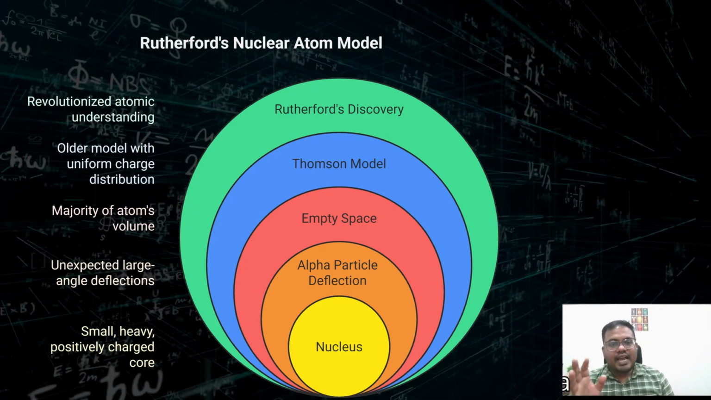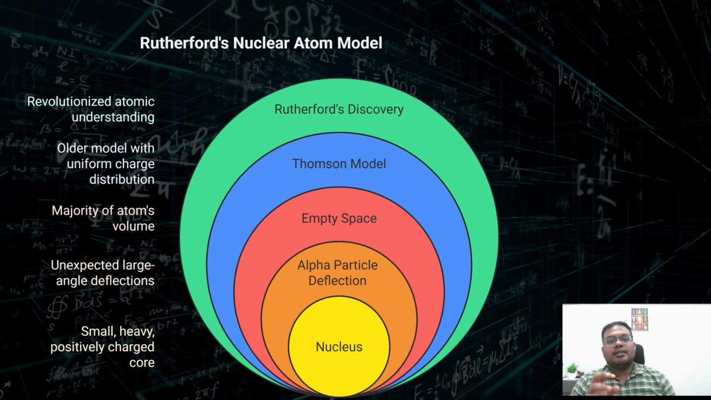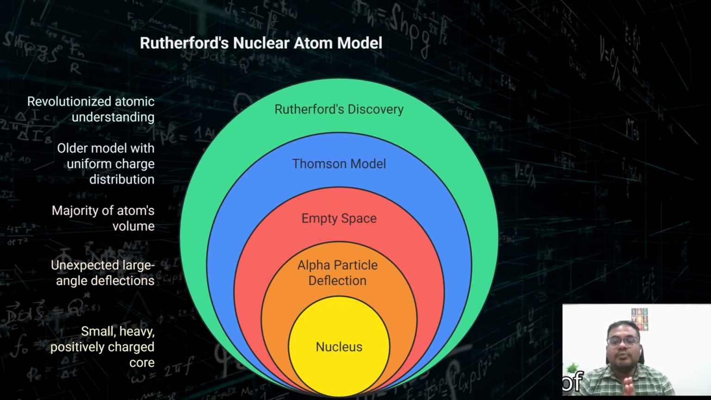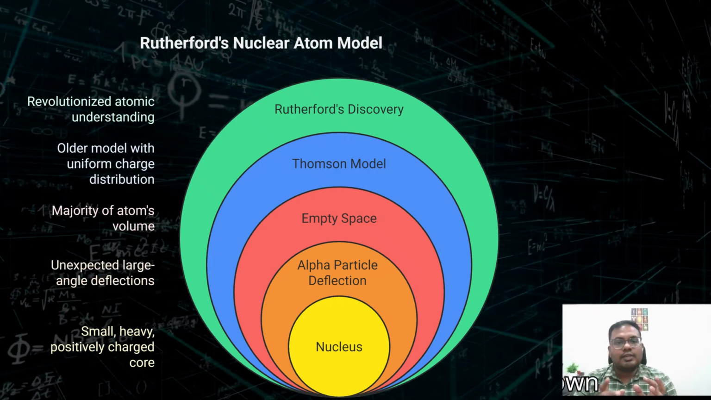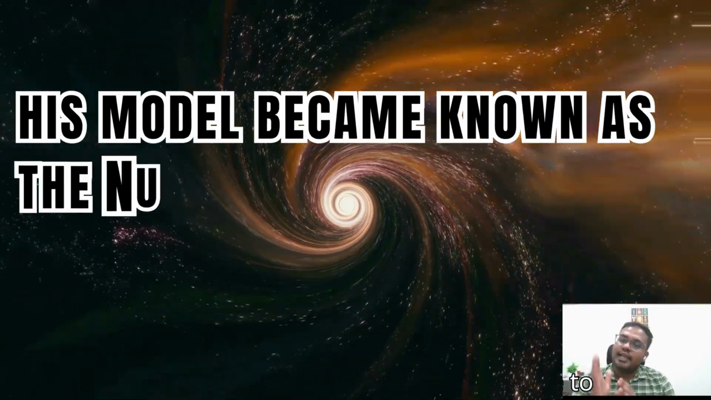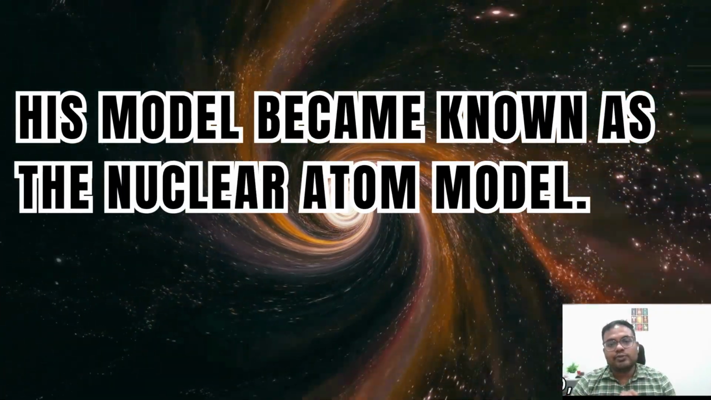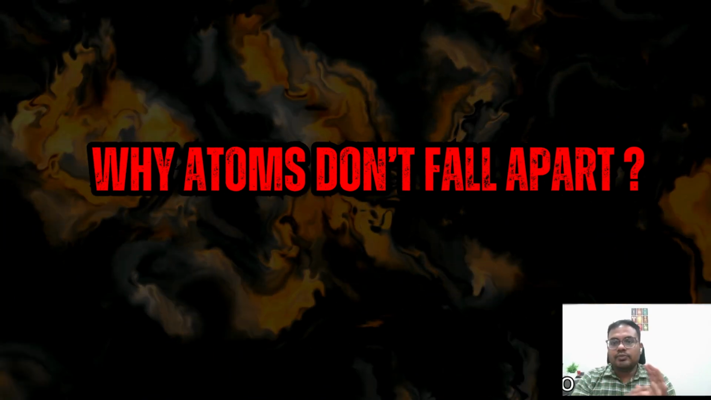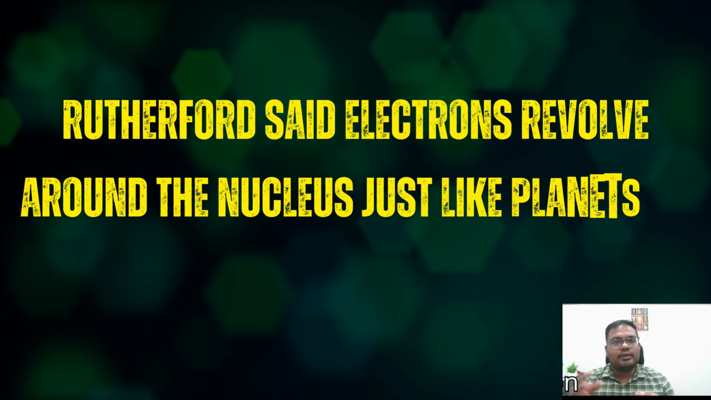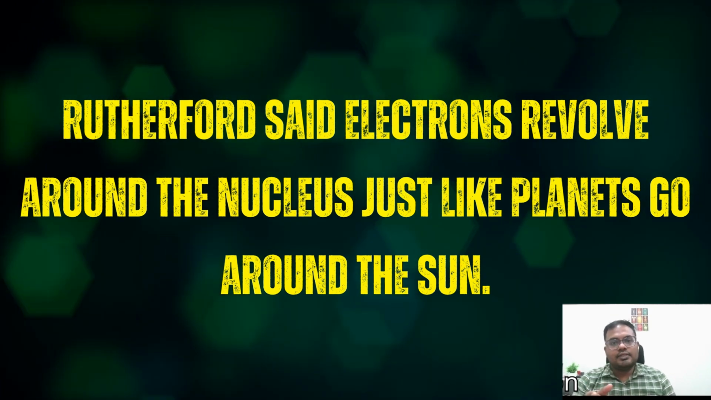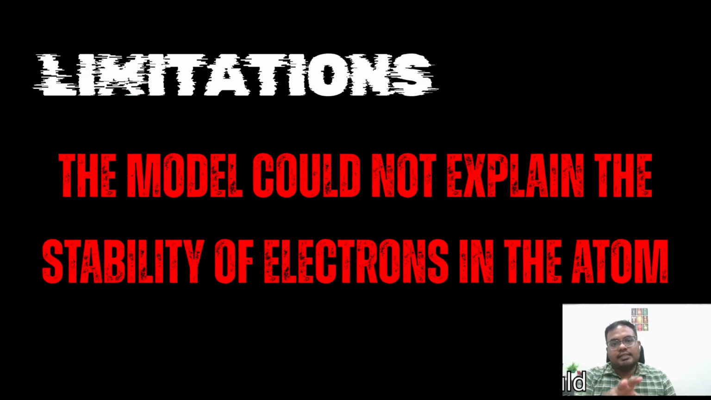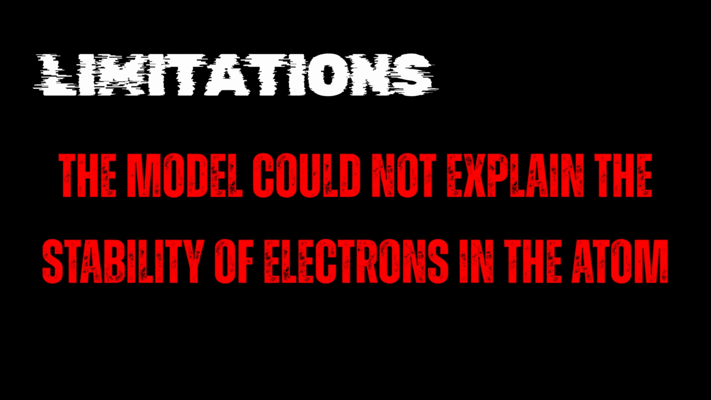So he proposed the idea of the nucleus, and the electrons were thought to be outside of the nucleus. This model became known as the nuclear atom model at that time, to explain why atoms don't fall apart. Rutherford said electrons revolve around the nucleus just like planets go around the sun. The main limitation of the model is that it could not explain the stability of electrons in the atom. Let's code this in Python.